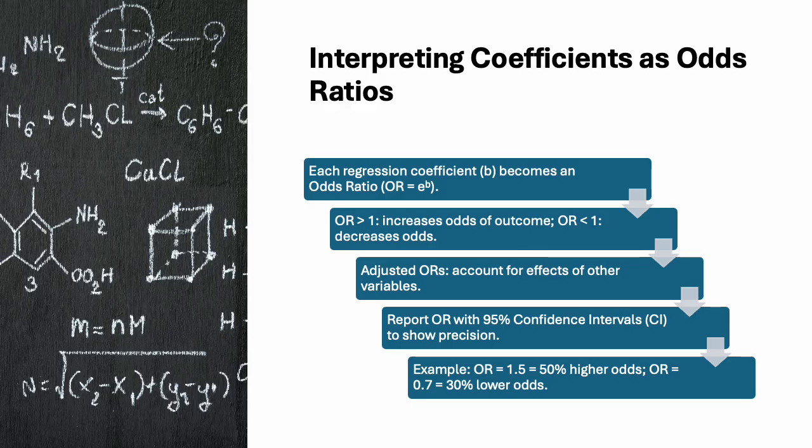So next, interpreting the coefficients as odds ratios. Once we have the coefficients, we convert them into odds ratios by exponentiating them. If an odds ratio is greater than 1, it means the variable increases the odds of the outcome. Less than 1 means it's protective or reduces the odds. We can also include the 95% confidence intervals, which tell us the range we can be 95% confident the true odds ratio lies in. If an interval crosses 1, it is not statistically significant.